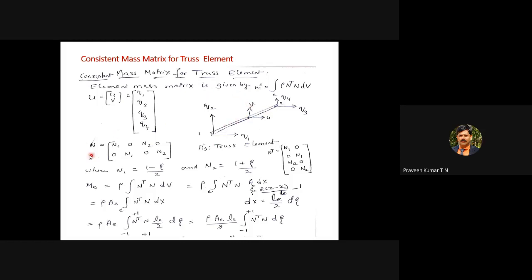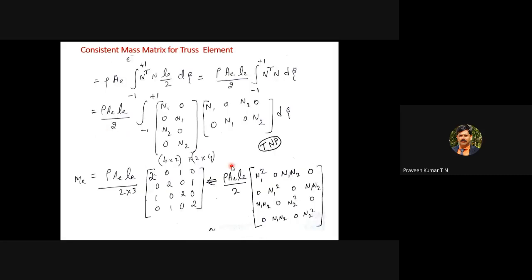Hence, your N matrix, and it is a 2D truss, is given by N1 0, N2 0, 0 N1, 0 N2. This matrix you have to remember. Once you know this, you can get the transpose. After simplification, we get the mass matrix for the truss element. That is the consistent mass matrix for the truss element.